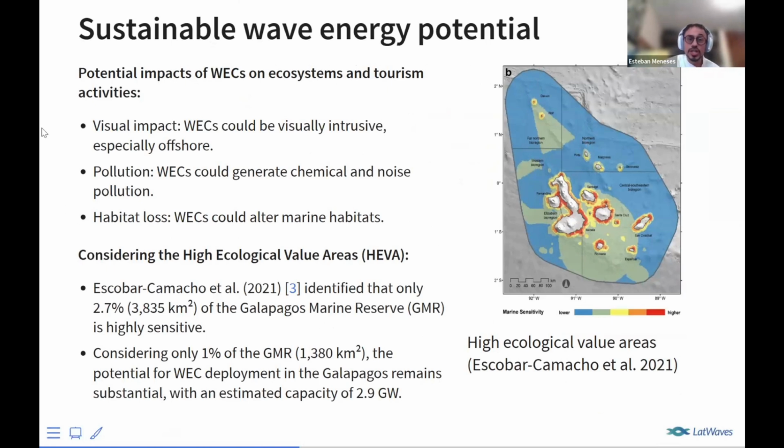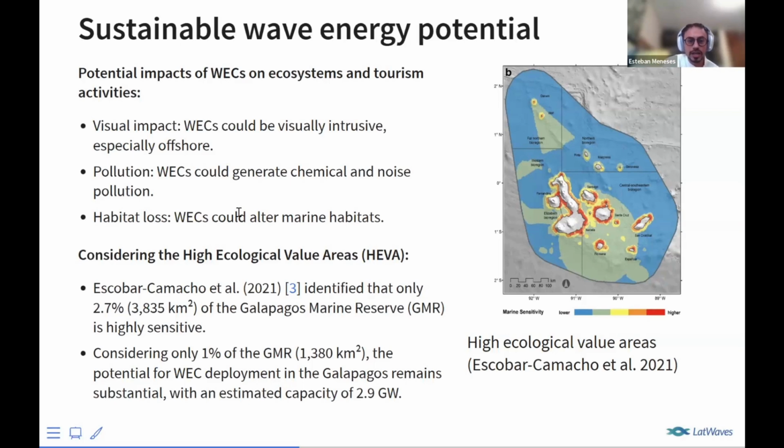When we talk about the potential impacts of wave energy converters on ecosystems and tourist activities, because these islands have a tourist-based economy, we could say that WECs could be visually intrusive, especially offshore. WECs could also generate chemical and noise pollution, and WECs could also alter marine habitats.